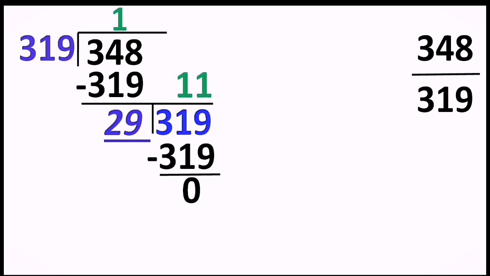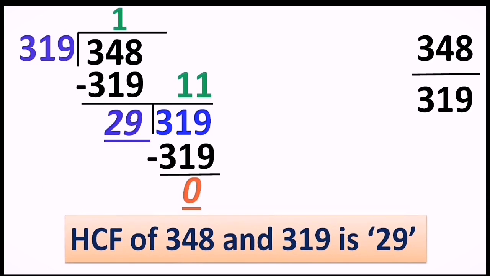But the question is, which is the answer? Keep it in mind, divisors play a key role in the division method. Over here, the moment you get 0, the divisor at that time, 29, due to which we got 0, will be taken as the HCF for 348 and 319.